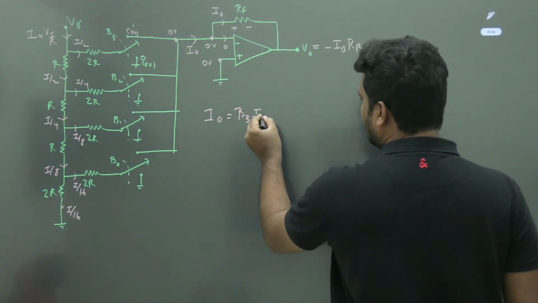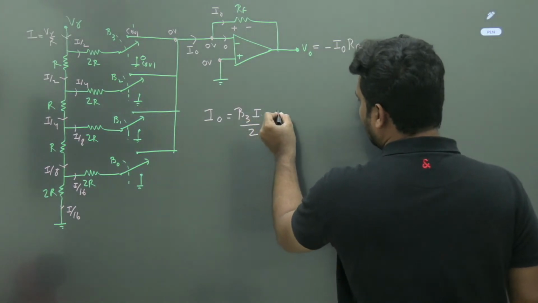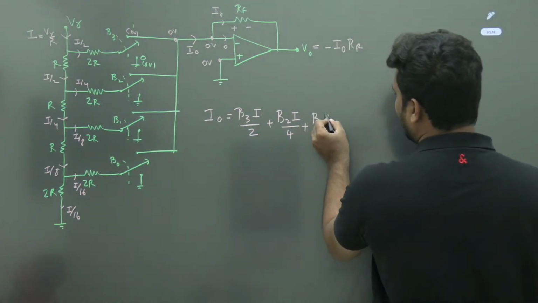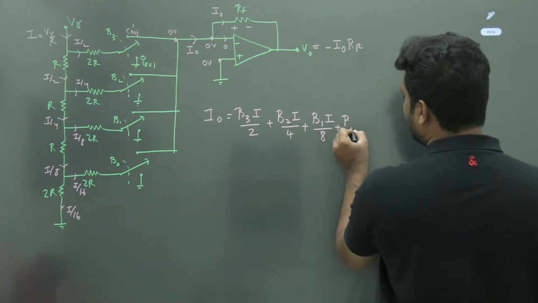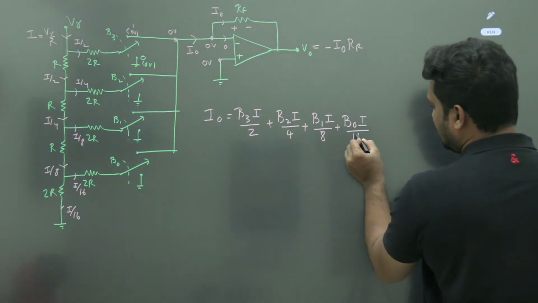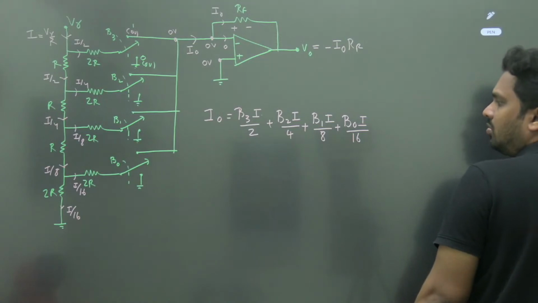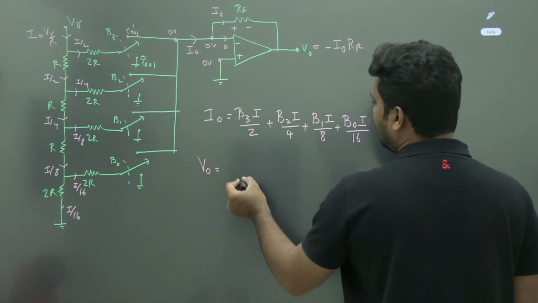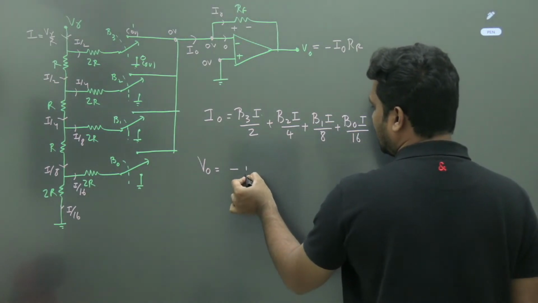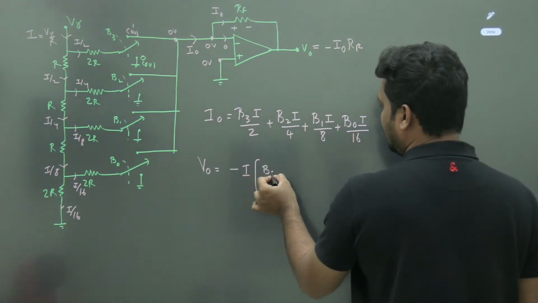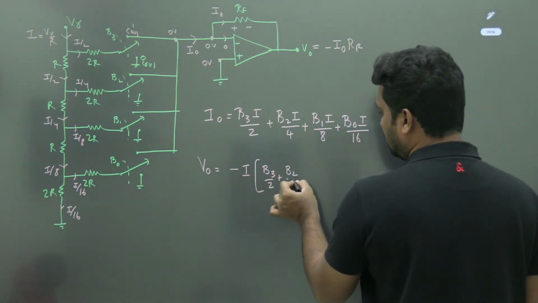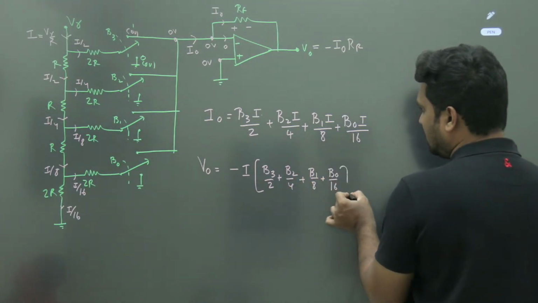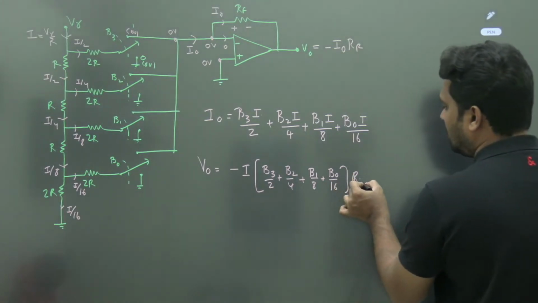So if bit 3 is 1, it will give you I by 2, otherwise 0. Bit 2 will give you I by 4. Bit 1 will give you I by 8. Bit 0 will give me I by 16. Depending on the particular bit, you may get I by 2, by 4, by 8, by 16. This is I naught. So V naught is equal to minus, you take I common, bit 3 by 2, bit 2 by 4, bit 1 by 8, bit 0 by 16, into RF.